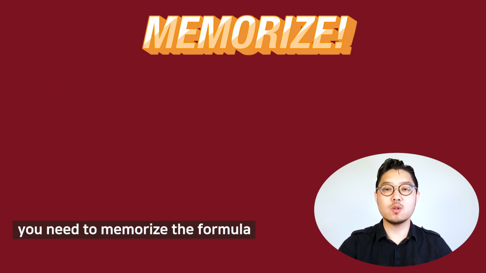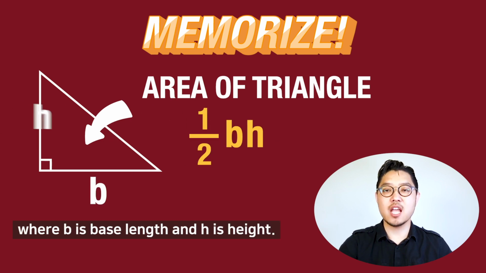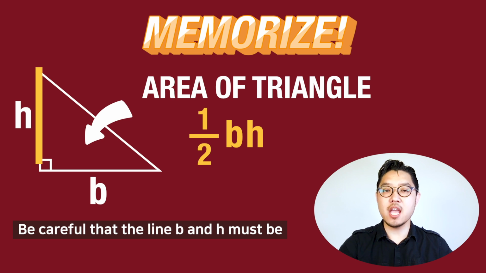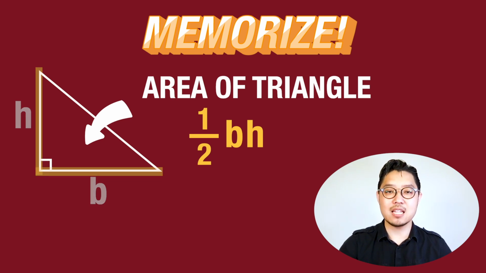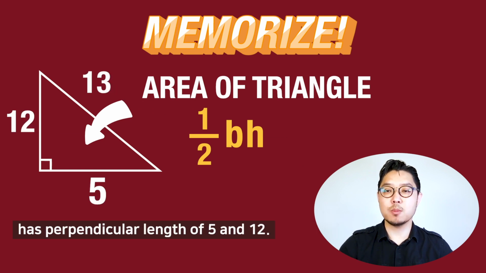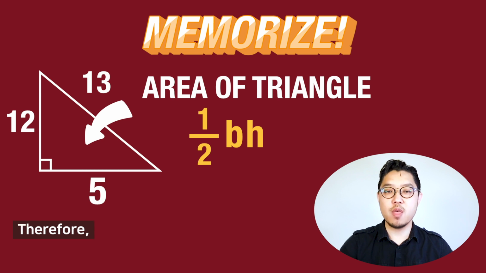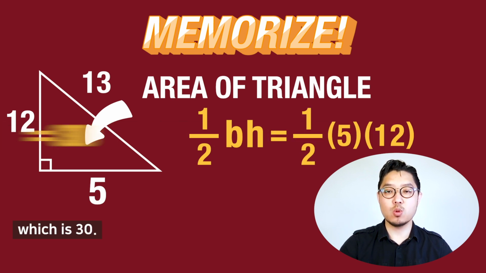Also, you need to memorize the formula for the area of a triangle. The area of a triangle is half BH, where B is the base length and H is height. Be careful that the lines B and H must be perpendicular to each other. You can never use a hypotenuse as height. For example, a right triangle with 5, 12, and 13 has perpendicular lengths of 5 and 12. Therefore, the area of this triangle is half times 5 times 12, which is 30.